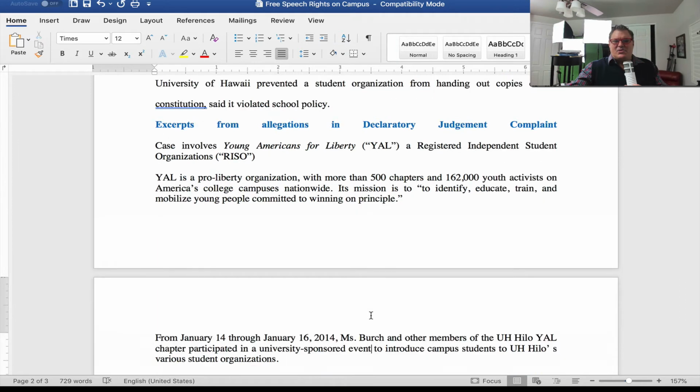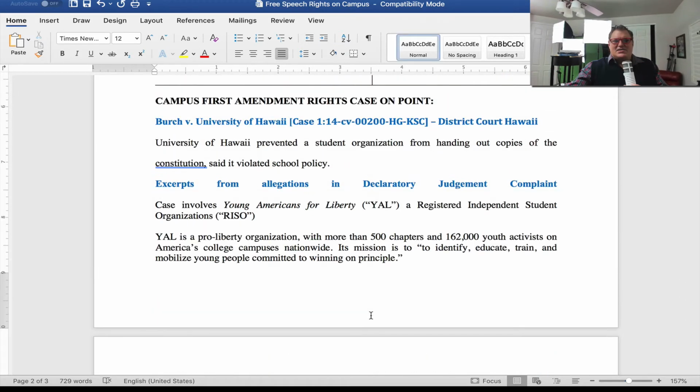Here's the case on point. I've got just some of the key highlights here for you real quick. Burch versus University of Hawaii. There's your case number, district court. This was University of Hawaii preventing a student organization called YAL, we'll get to it in a second, from handing out copies of the Constitution, saying it violated the school policy.